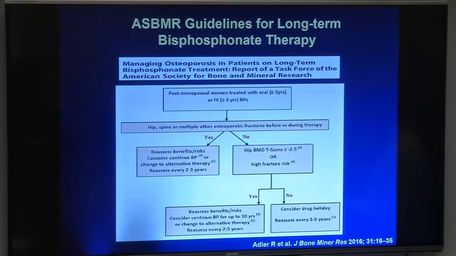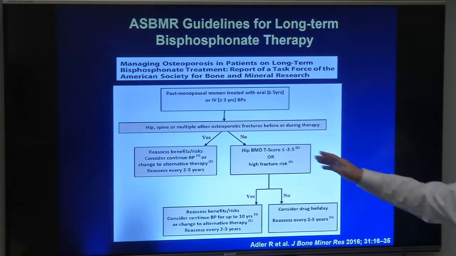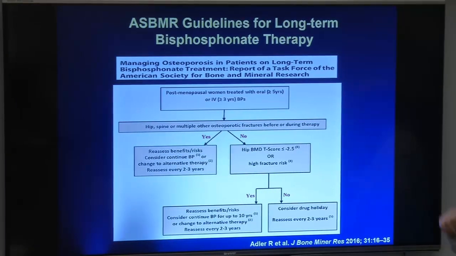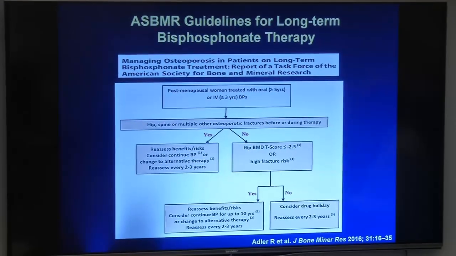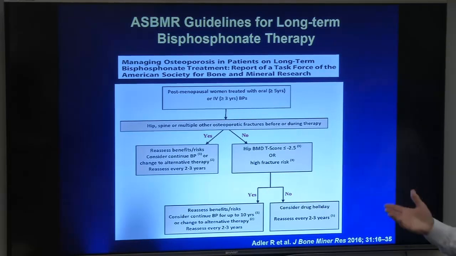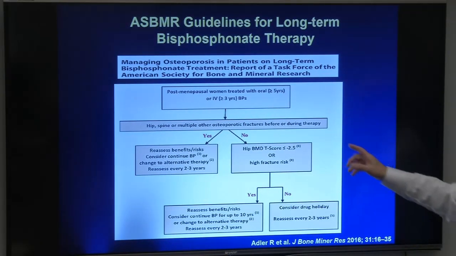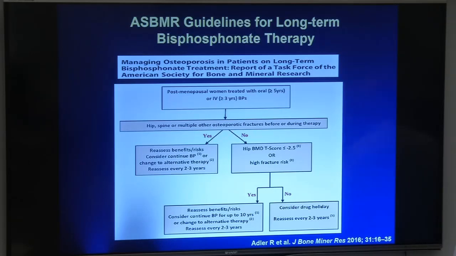You have a postmenopausal woman. She's been treated with oral 5 years or more, or IV 3 years or more. And that would be the time that you reassess. And you would ask or find out whether there has or has not been hip, spine, or other osteoporotic fractures before or during therapy. So trying to get a sense of what risk this patient was or is at.